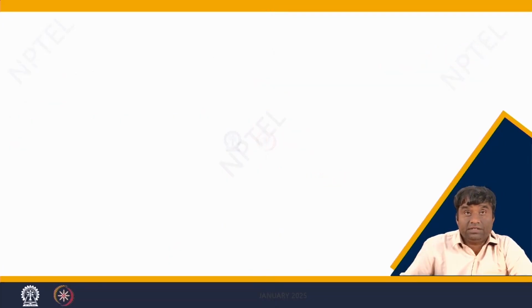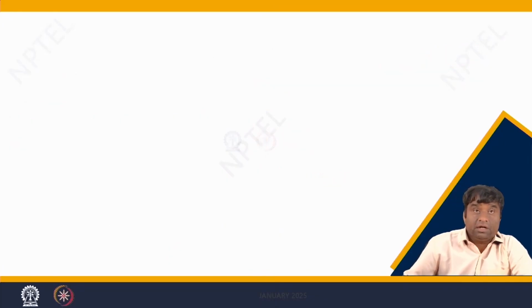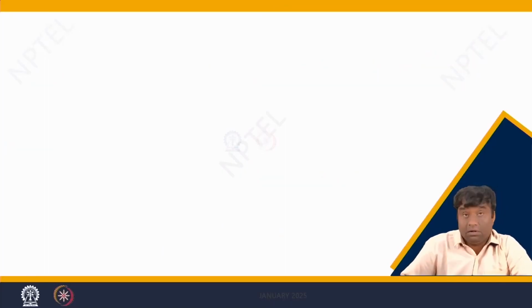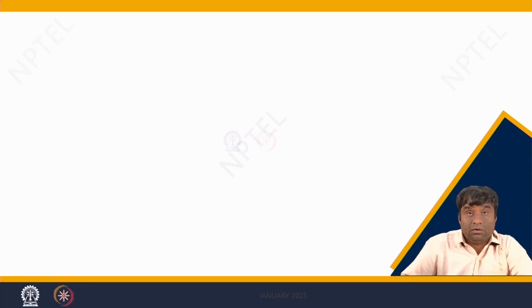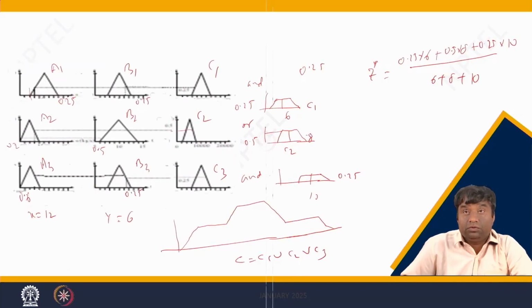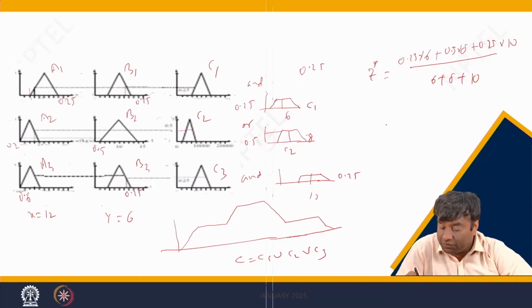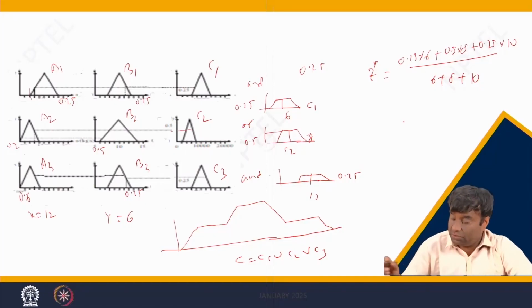Now try to understand the value. If you want to take another, so this value is 0.25. So you can write it. The value is 0.25 into 6.